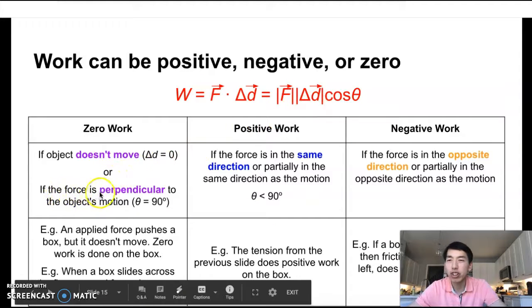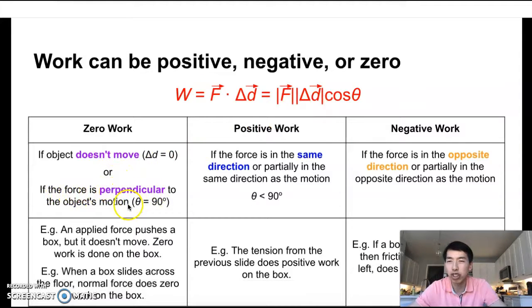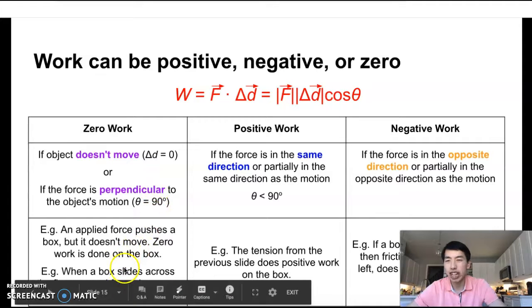Furthermore, if the force is perpendicular to the motion, so the force and the displacement are 90 degrees to each other, then theta, the angle, will be 90 degrees. And if you type in cosine of 90 degrees in your calculator, you're going to find that that equals 0. Okay, so those are two situations when the answer is going to be 0. And I just wrote a couple of examples there. You can read on your own.